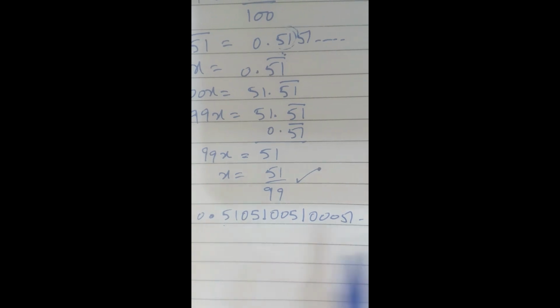But here 51 is being repeated with 0 before it, then 00, then 000, and so on. That means if you want to put the bar for any digits, you cannot. Bar means you have to fix which digits are being repeated again and again, and that has to be the same throughout the expansion, which is not the case here. It was there before, but it is not here. So this is the decimal expansion of an irrational number.